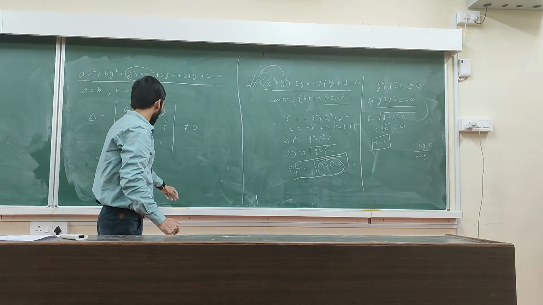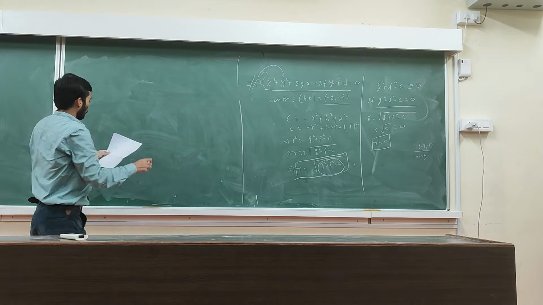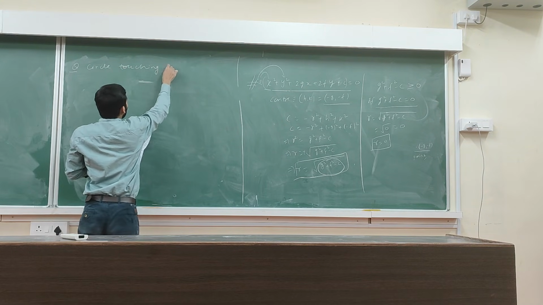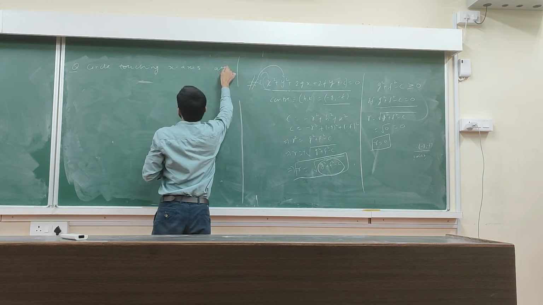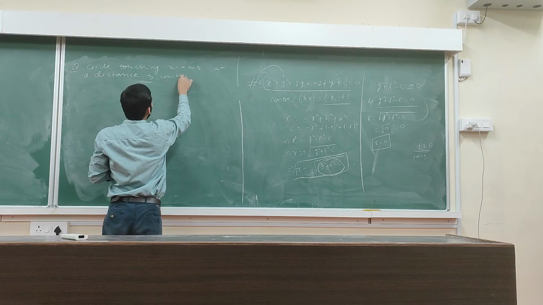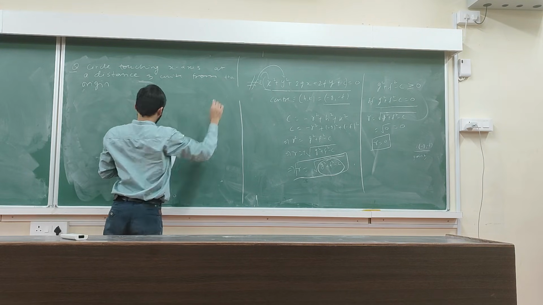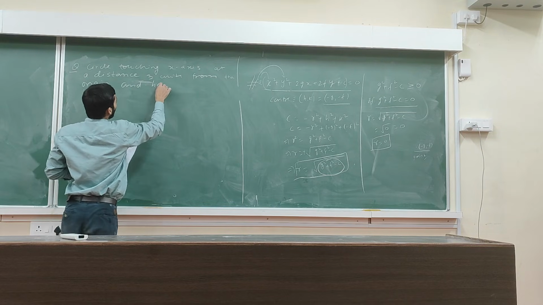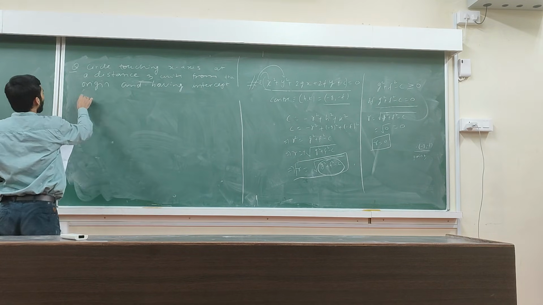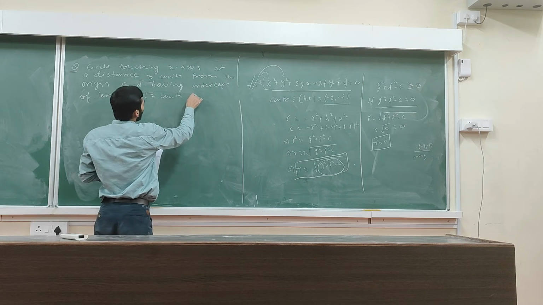Okay. So now we are going to solve a question. Very good question. So what is the question? Circle touching x-axis at a distance of three units from origin and having intercept of length 2√7 units on y-axis.